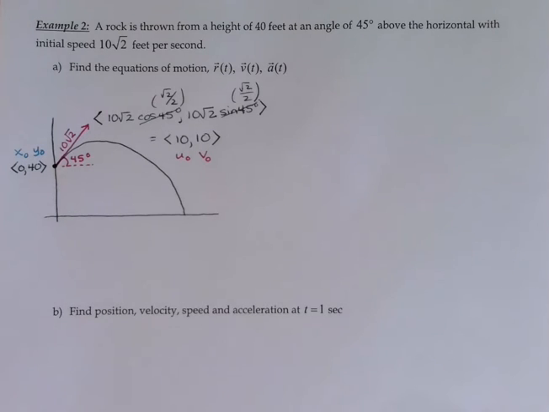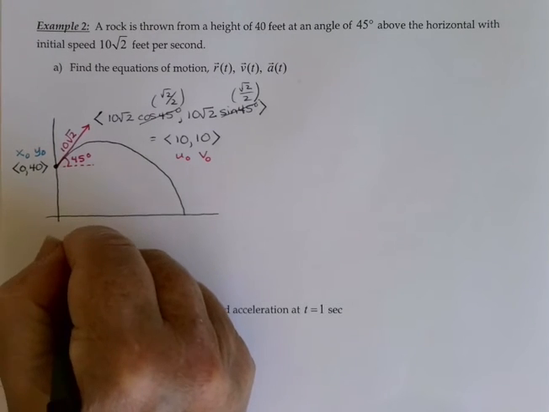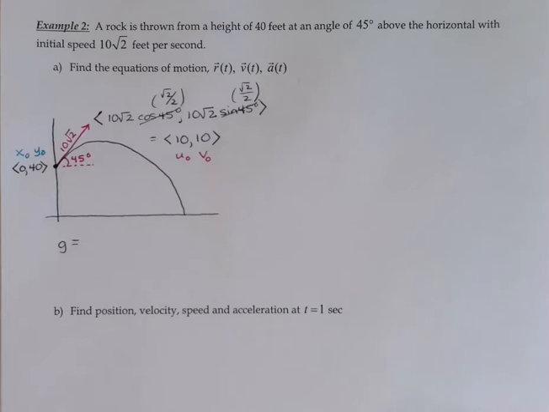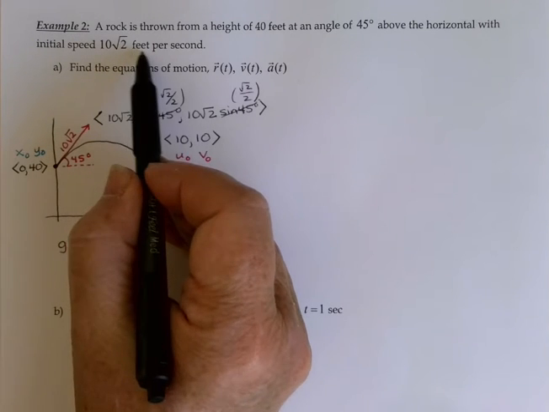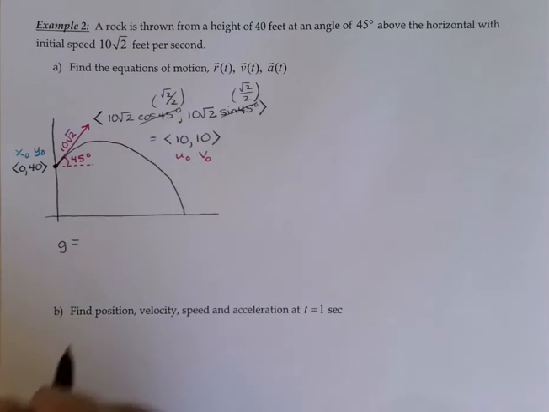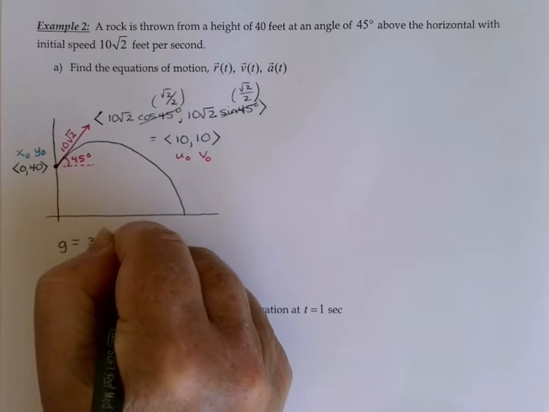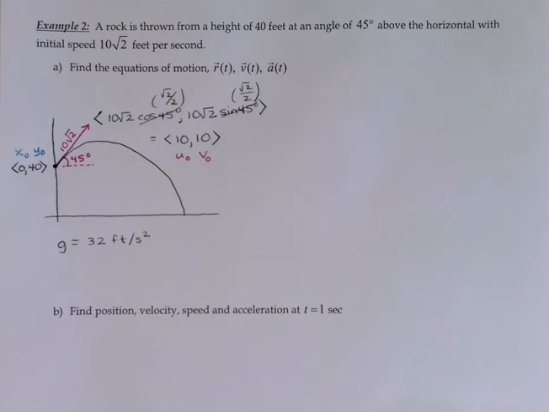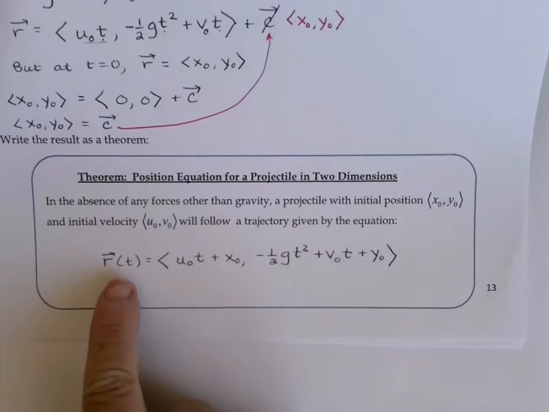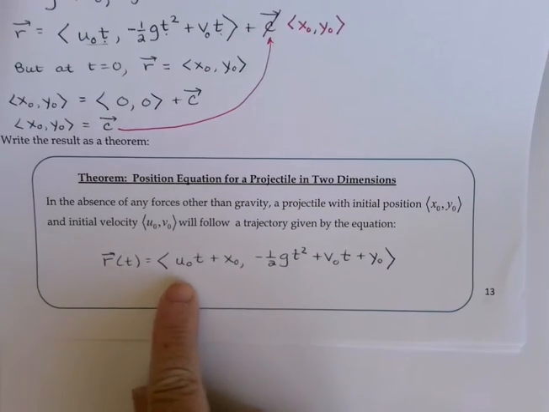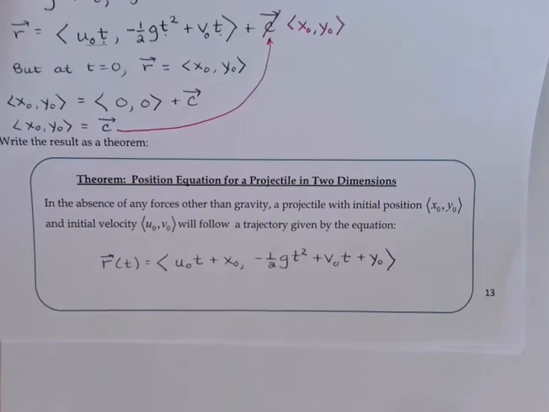So now that I've got all of my constants defined, actually, I should probably say one more thing. G in this case, since we're looking at units of feet per second, I'll use the American system here and say G is 32 feet per second squared. All right, so at this point, to write the R equation, I'm just going to substitute all of these values into the R equation that we derived in the last video.